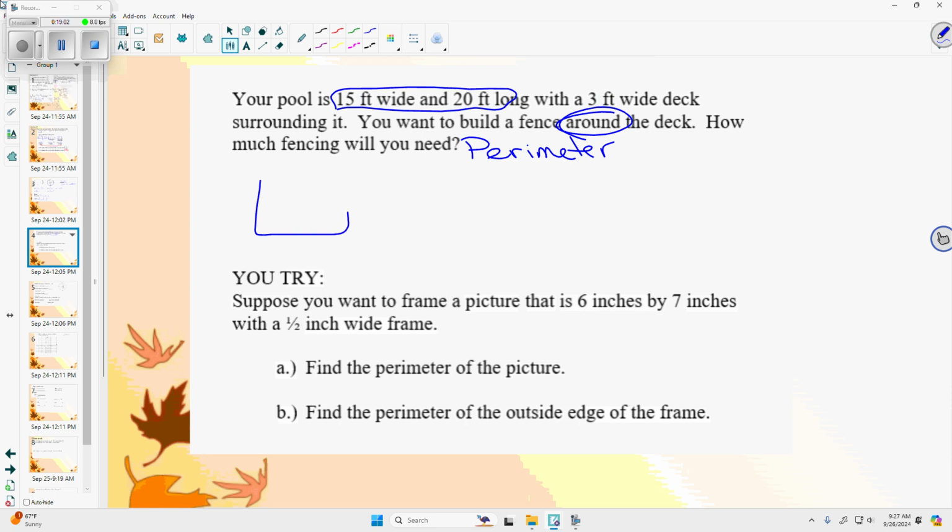I don't care how you make your 15 and your 20. It doesn't matter. But then around that, we are putting a 3-foot wide deck. So I'm adding 3 feet here. I'm adding 3 feet here. Down here gets 3 feet. Over here gets 3 feet. So we got 3 feet going all the way around the pool.